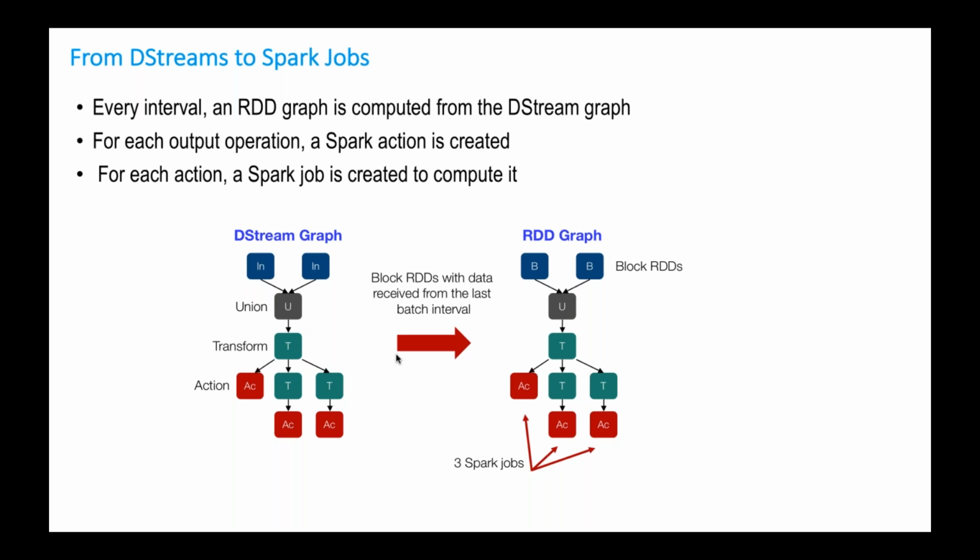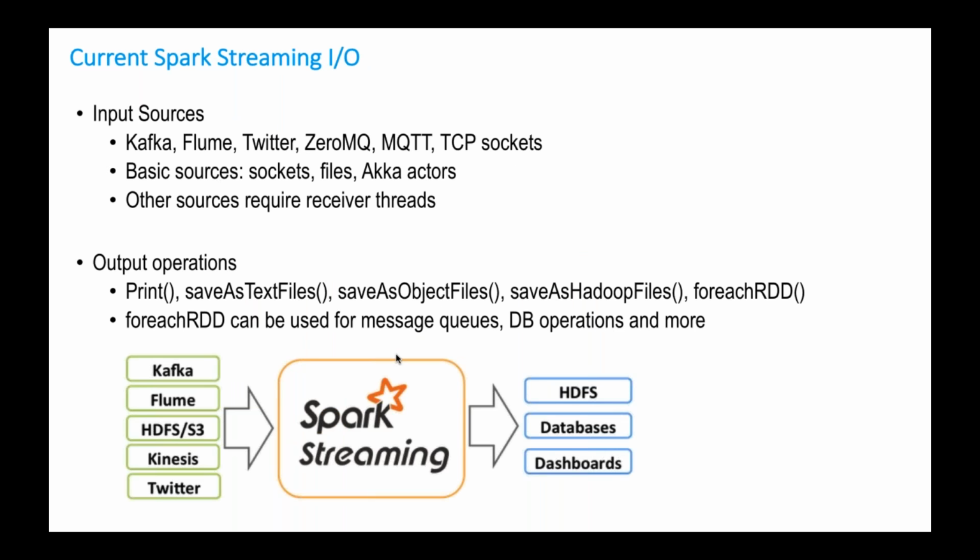Let's talk about input and output for Spark Streaming. Spark Streaming may depend on the Spark execution engine to do the processing, but it needs interfaces to the outside world to read the data in and give the output to the outside world. Currently there are several data sources that are supported, as mentioned in the slide.